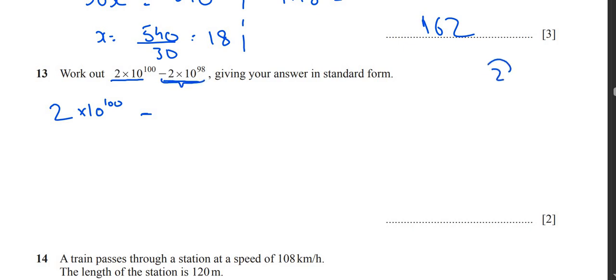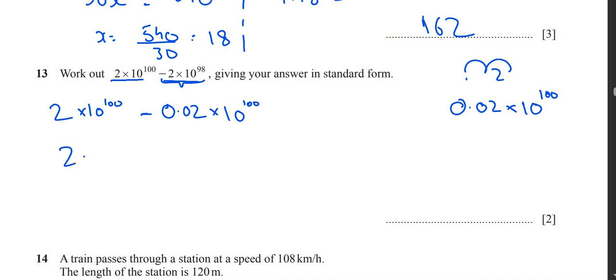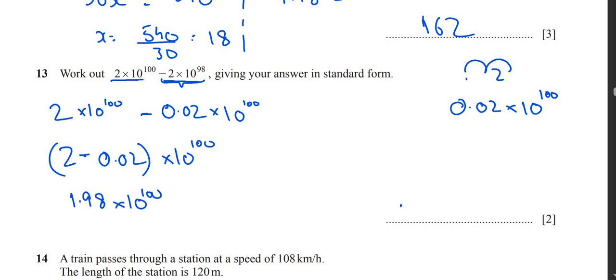98. If I go 2 places back, 1, 2, it will become 0.02 multiplied by 10 raised to power 100 again. So subtract it from 0.02 multiplied by 10 raised to power 100. Alright. So this becomes 2 minus 0.02 multiplied by 10 raised to power 100. So once you subtract it, this becomes 1.98 multiplied by 10 raised to power 100. This is how you will give your answer in standard form. This is not 100, this is actually 10 raised to power 100.